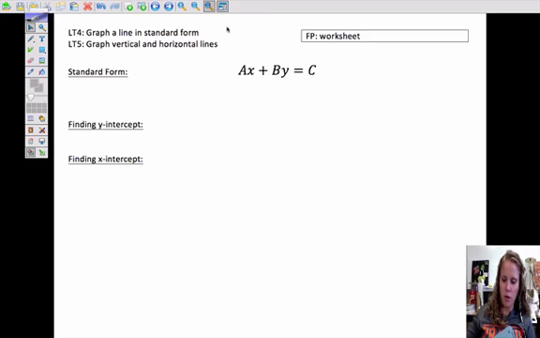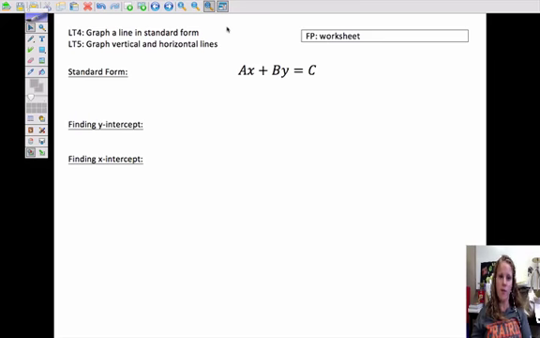Unit 2, Learning Targets 4 and 5. Learning Target 4, we are now going to graph a line in standard form. Again, Learning Target 5 is graphing those vertical and horizontal lines. We're just going to look at them today in standard form instead of slope-intercept form.